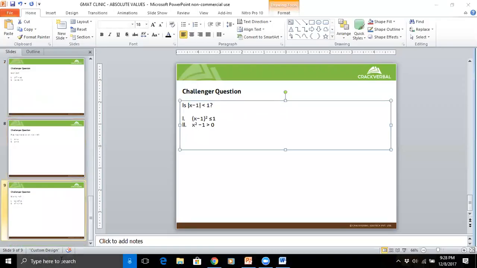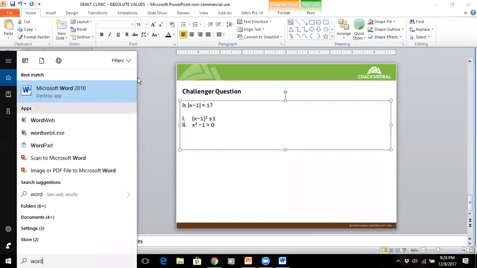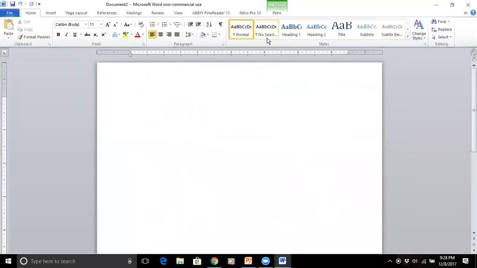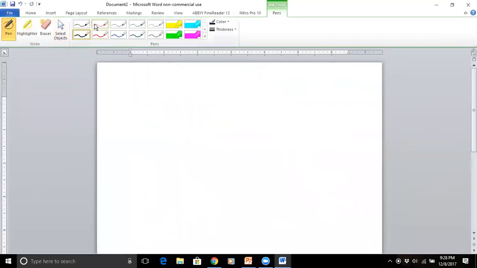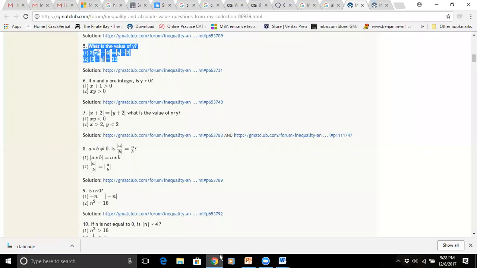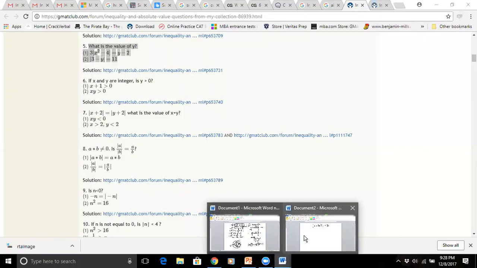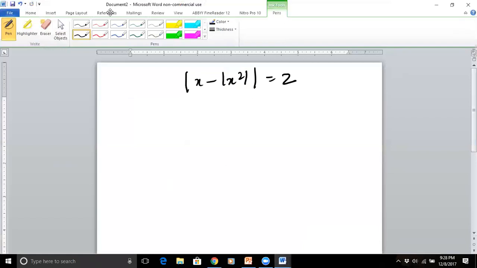So let me use a word file. Since we're running out of time, I'll just give you an answer directly. This is what you asked me, right? It was mod of x minus mod of x square, if I'm not wrong, is equal to 2. Just confirm, please, if this was the question. All of y'all, can you please confirm? All right, perfect.